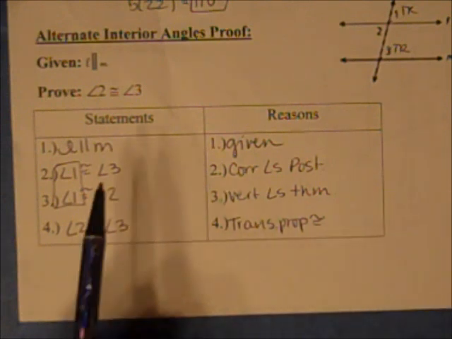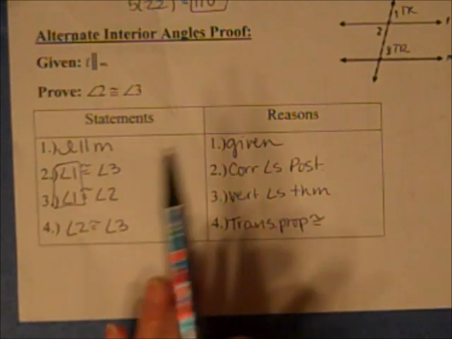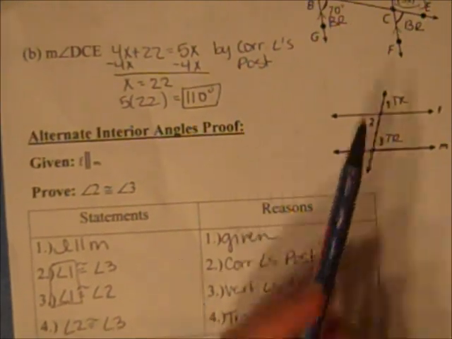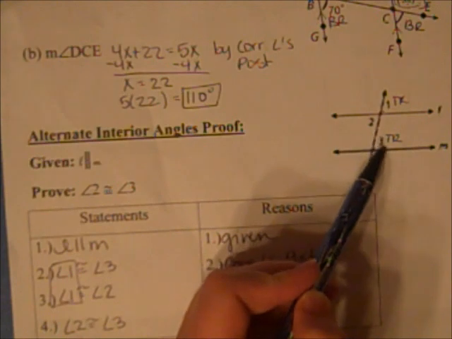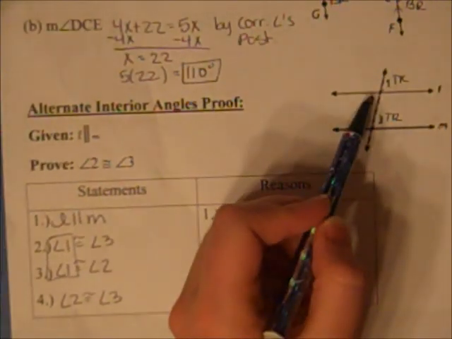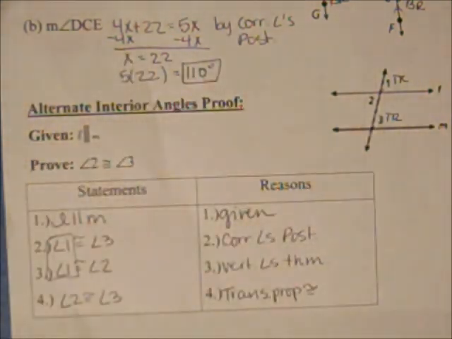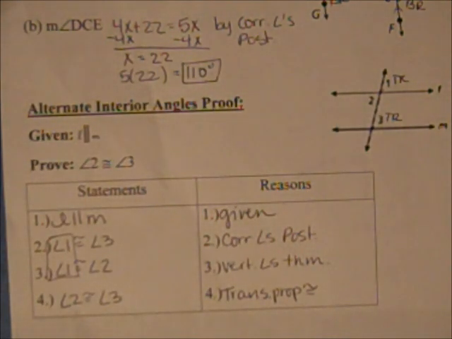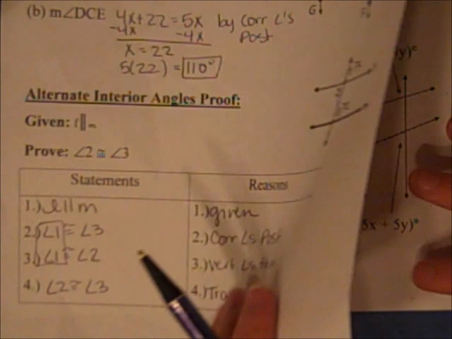So very easy, four quick steps to see that. Now anytime I see two angles that are alternate interior, I don't have to go through this mess. I can just right away say, okay, 2 and 3 are congruent because of the alternate interior angles theorem. Okay, so we'll be using that one a lot as well.